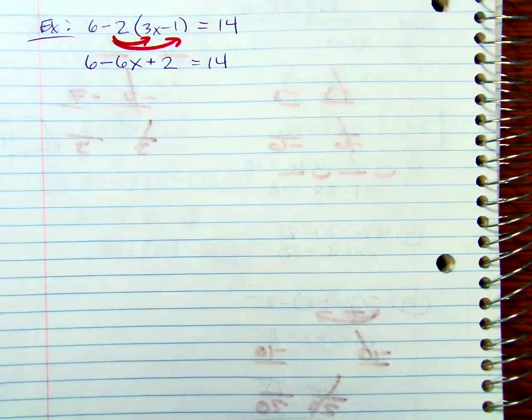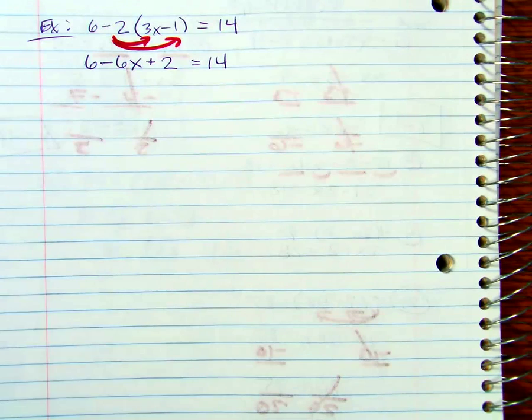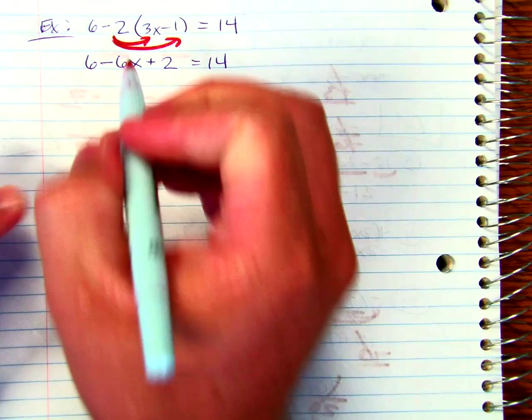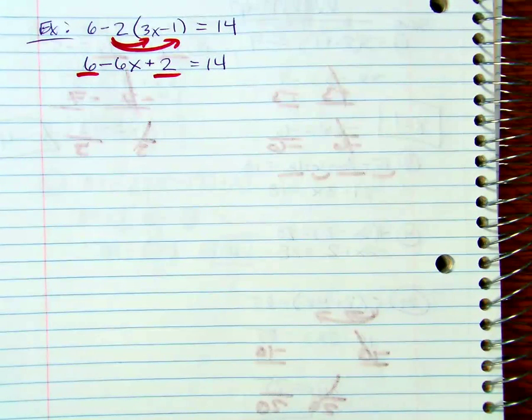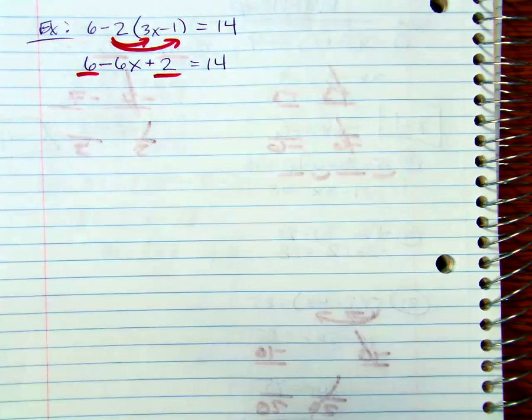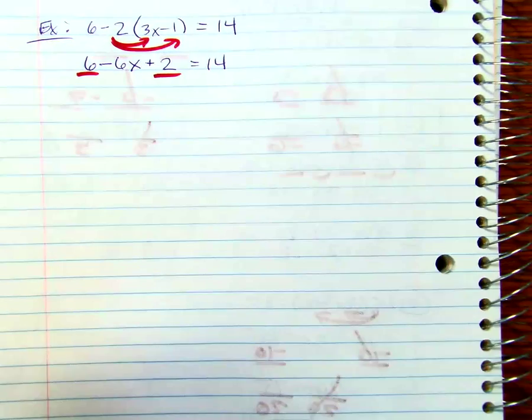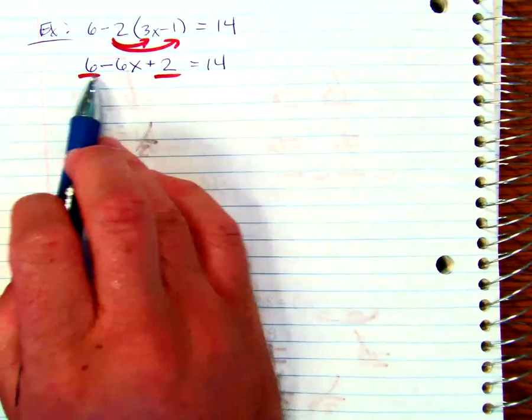Can someone please point out what are the like terms in this case? The 6 and the 2. What are the 6 and the 2? They are both constants. That's the word I was looking for. I heard multiple correct answers, but constants was the word I wanted. Good job. So we are going to go ahead and connect these, or combine them.